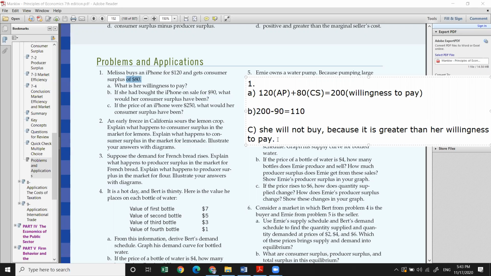Now I will move to question 2. An early freeze in California soars the lemon crop. Explain what happens to the consumer surplus in the market for lemons. Explain what happens to the consumer surplus in the market for lemonade. And this should be illustrated graphically.